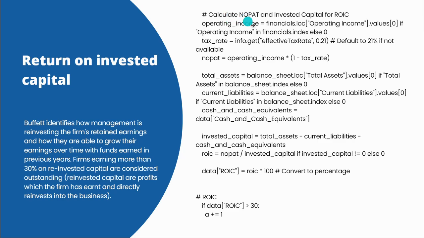NOPAT is a short-term word for net operating profit after taxes, and ROIC is return on invested capital. Buffett looks at whether management is reinvesting the firm's retained earnings and how they are able to keep growing over time with those earnings from previous years. Firms earning 30% on reinvested capital are considered outstanding. So here's our code.